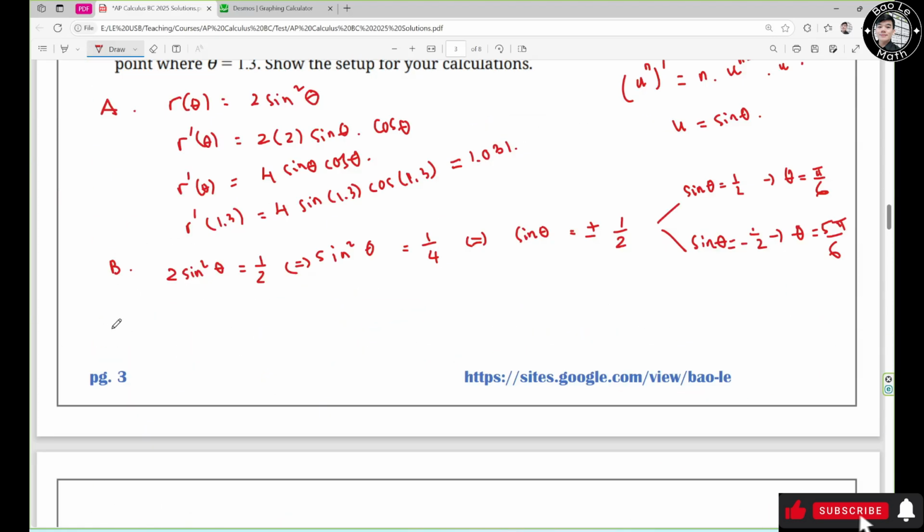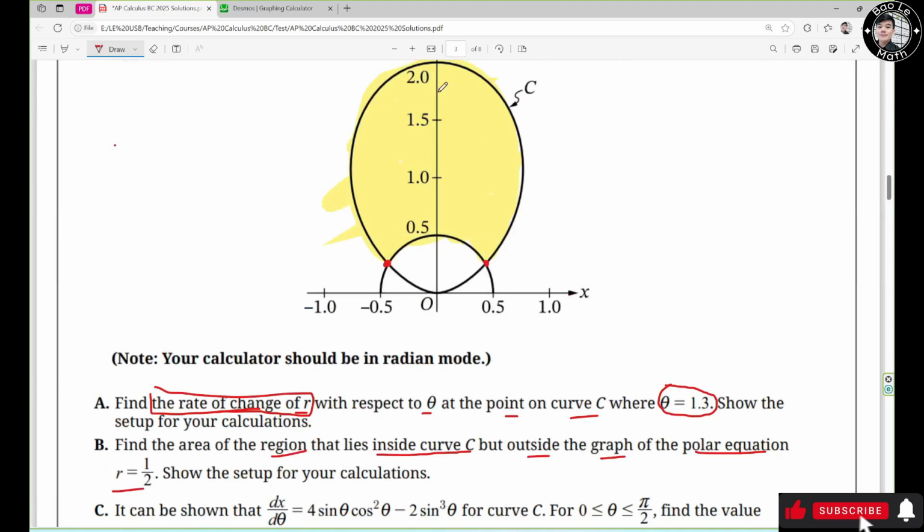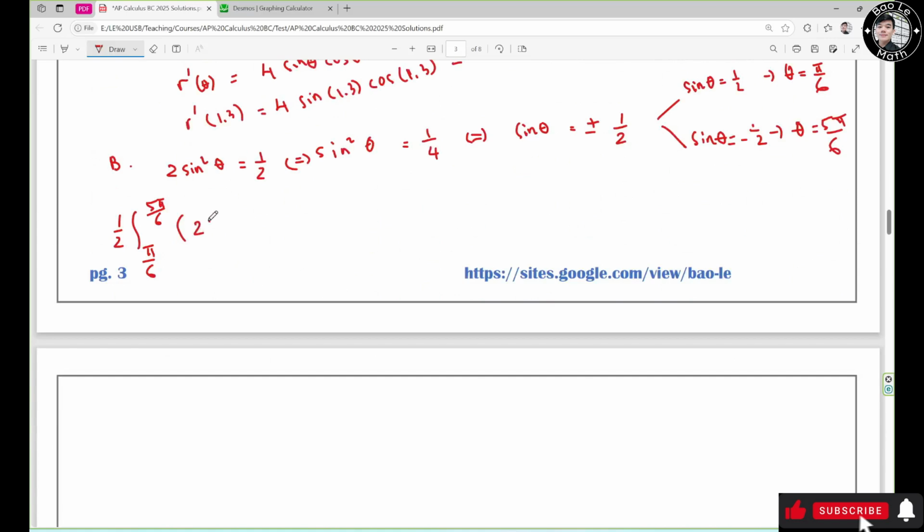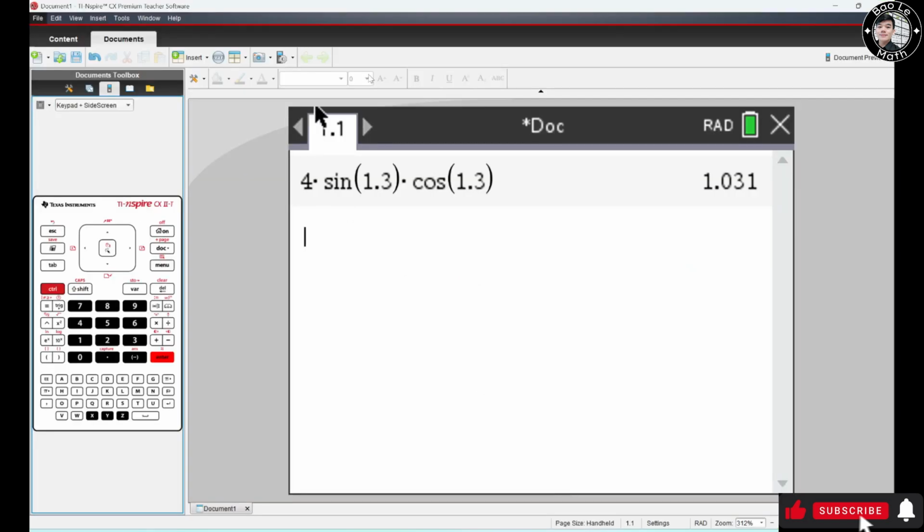Now the area of the region is calculated as 1/2 the integral from pi over 6 to 5 pi over 6. The top subtract the bottom, right? The top, which means the curve C right here, so it could be 2 sine squared theta, squared, subtract the bottom, which means 1/2 squared, right? d theta.